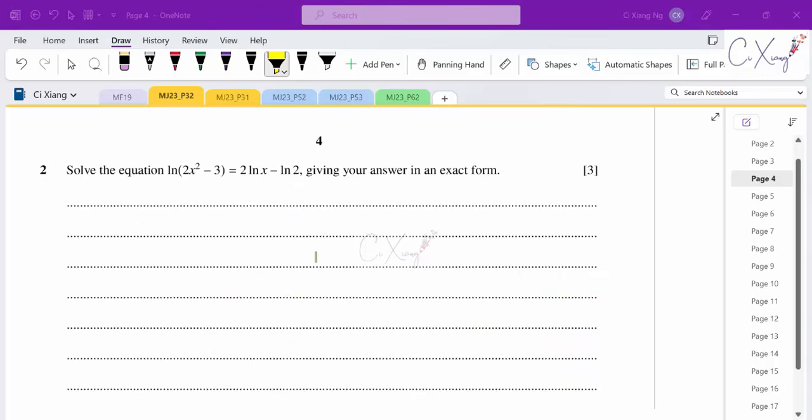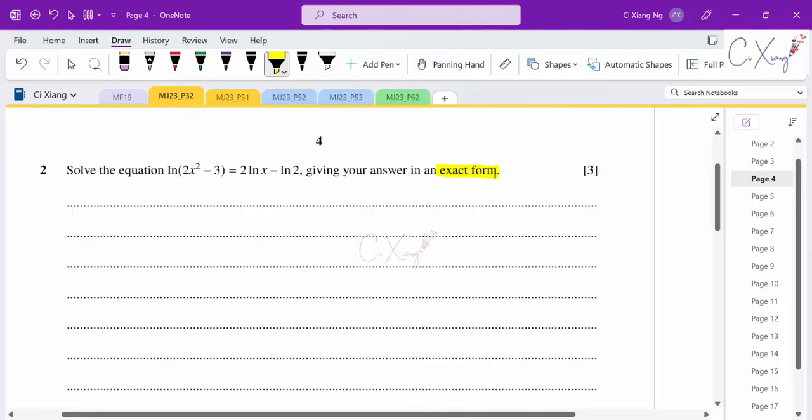Alright, so we are now at question number 2. For question number 2, we are having the equation with ln, and then they want us to give the answer in exact form. So highlight the words exact form. Our answer should be maybe in a surd form or in ln or in terms of e. It shouldn't be any long decimal number. So when you see this, you need to take note of this.